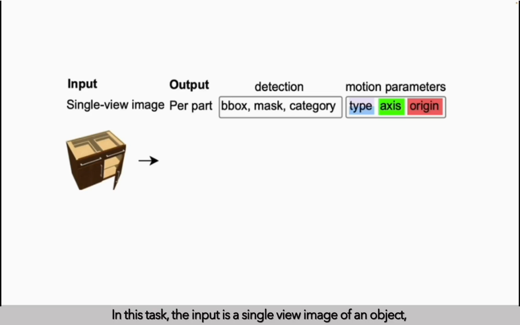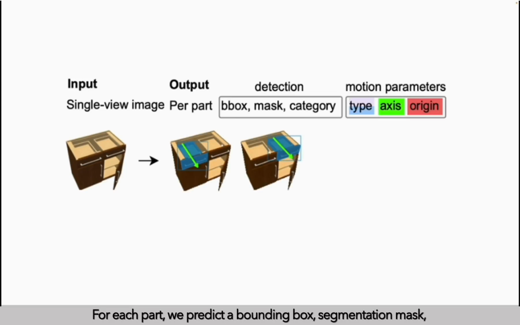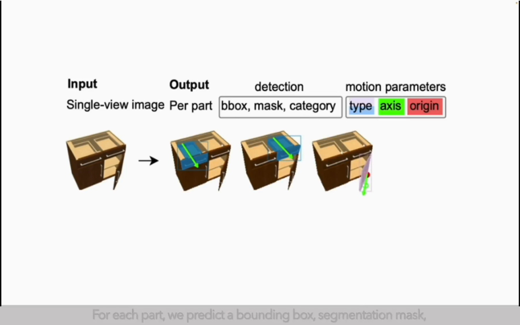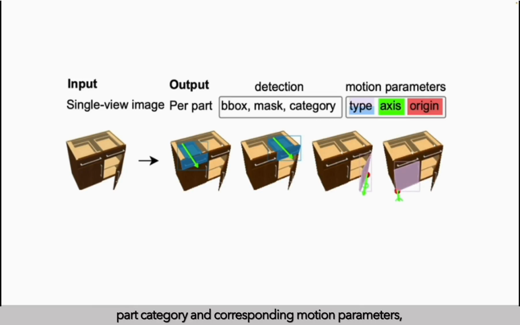In this task, the input is a single view image of an object, and we predict openable parts and their motion parameters. For each part, we predict a bounding box, segmentation mask, part category, and corresponding motion parameters, including the joint type, joint axis, and joint origin.